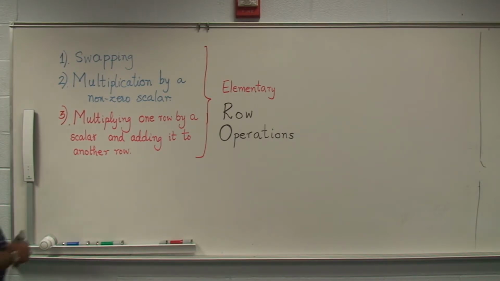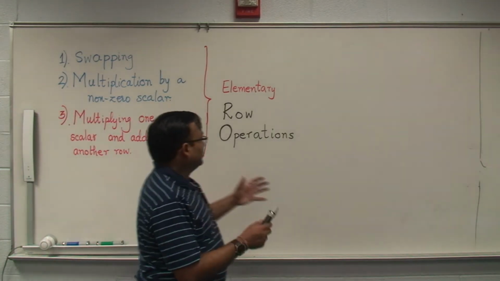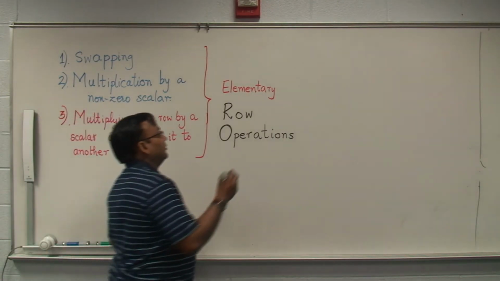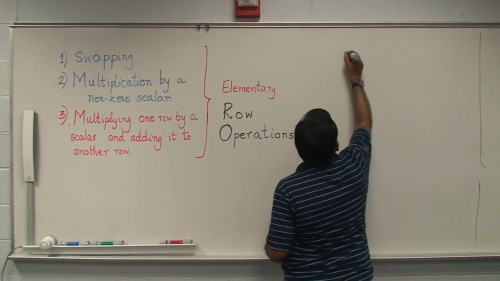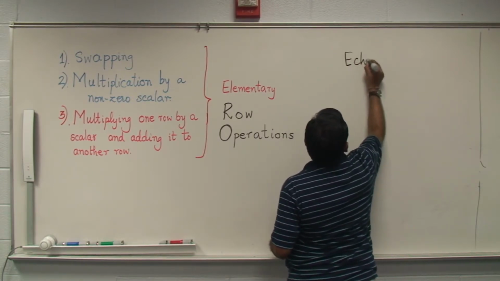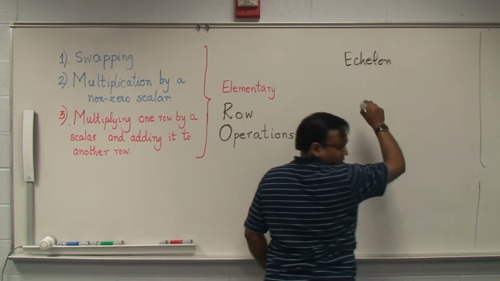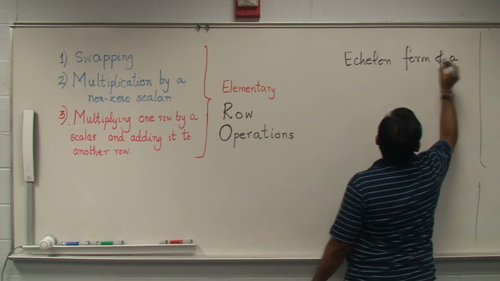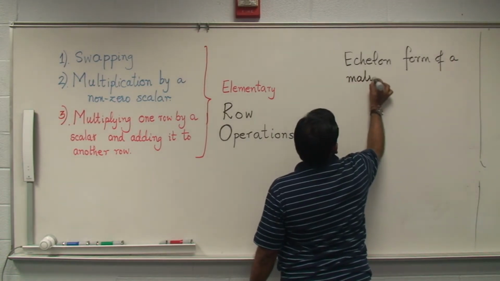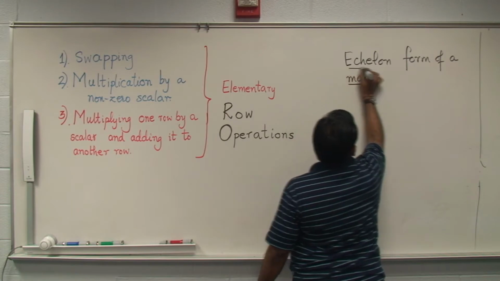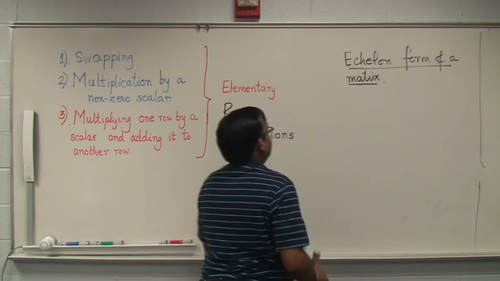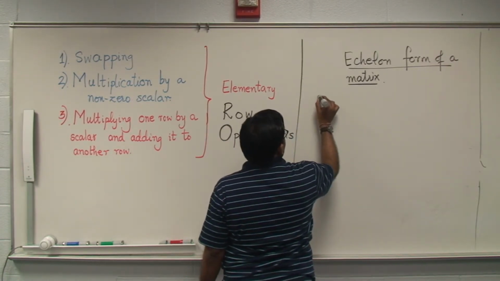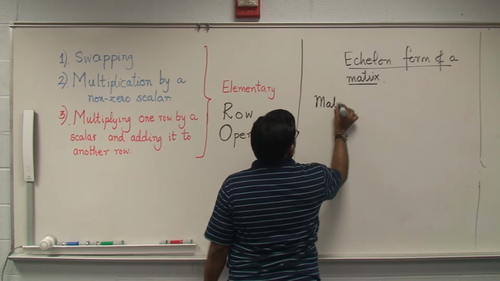Now, remember we said we are going to use these operations to reduce it to a good form, and we had given that good form a name. We called it an echelon form. So let me first describe to you what an echelon form is. So first we should at least have the definition in mind. What is an echelon form? We will say a matrix is in echelon form if the following things happen.